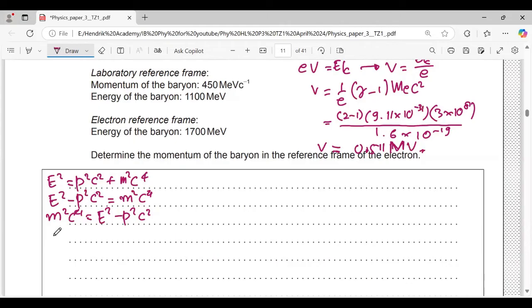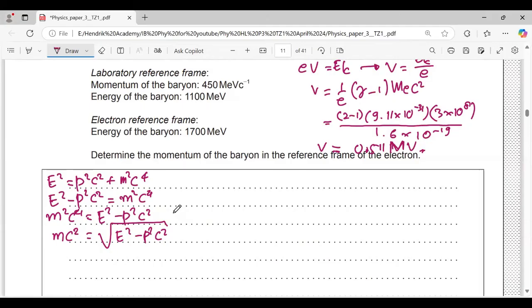I would like to write things like this: M C squared equals the square root of E squared minus P squared C squared. Right.